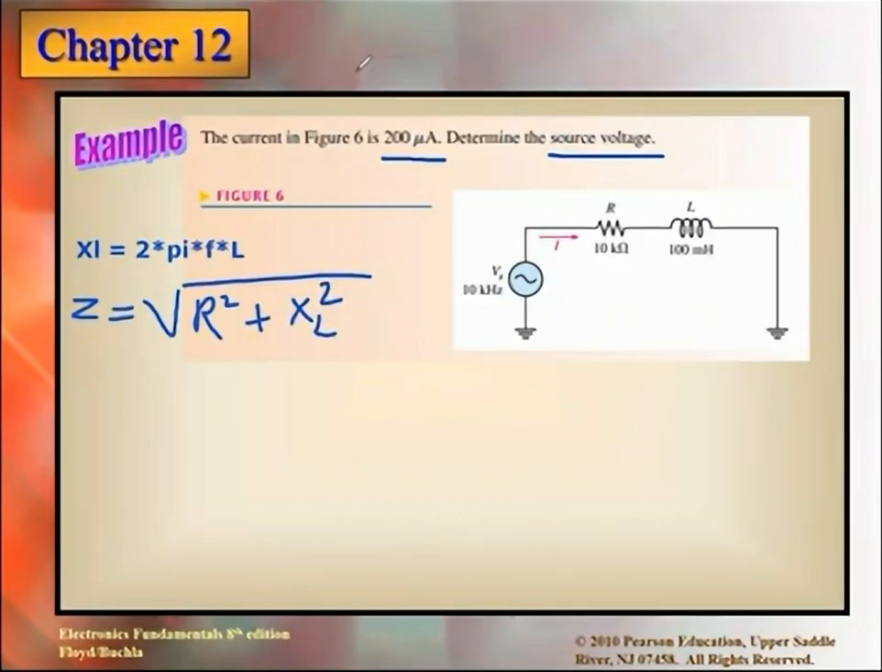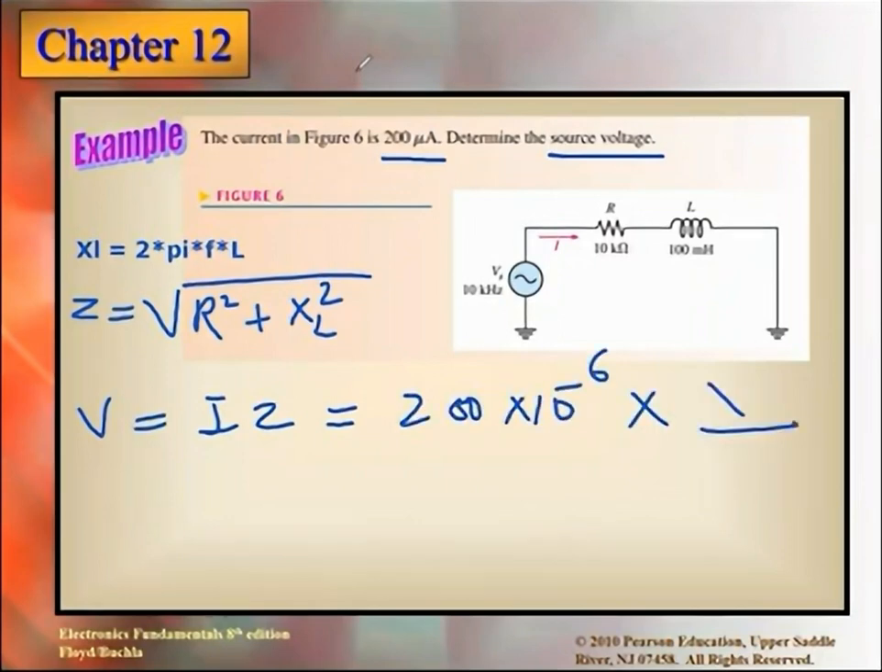So calculate the Z. After calculating this one, I need to calculate the source voltage. V is equal to I into Z. So I we have given already 200 times 10 raised to power minus 6, and then we will put the value of Z. That's it. Then I can get this one. So this type of questions are there.